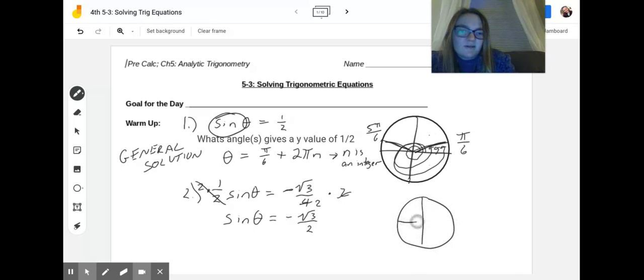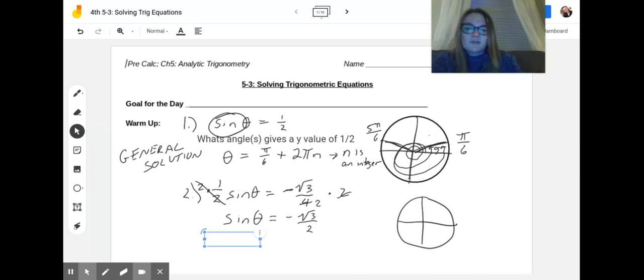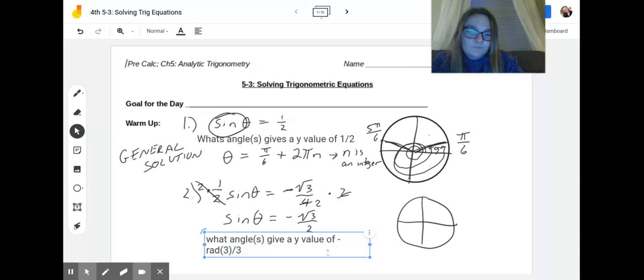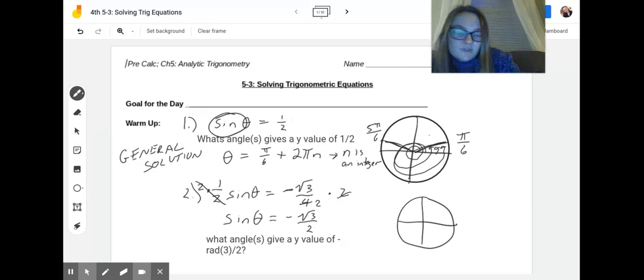In fact, if I want to find out, let me write this one more time. This question is saying something really similar. It's saying, what angle or angles give a y value of negative radical 3 over 2? That's really what this question is saying. Well, when I have a y value of negative radical 3 over 2, looking at my unit circle, it happens here, and it happens here. So if I think about where that happens, it happens at 5 pi over 3, and it also happens at 4 pi over 3. So my answers here, I want to write these generically.